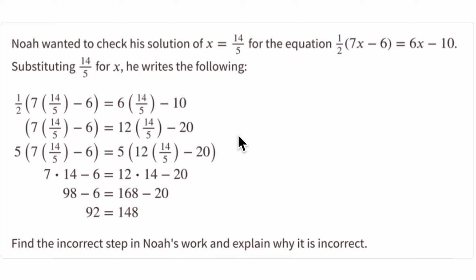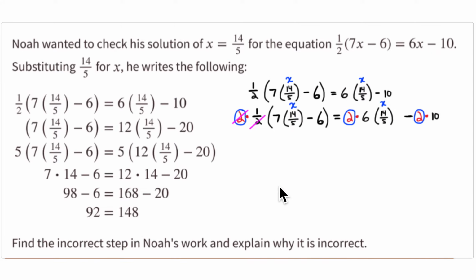Now this is tough because he actually doesn't know if 14/5 is the correct value for x, or he has made a mistake in checking his answer. Turns out in this case he made a mistake in checking his answer. The correct answer is 14/5, but somewhere in this check he made a mistake.